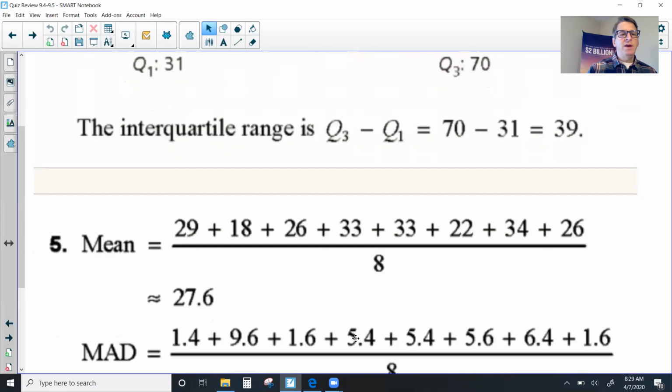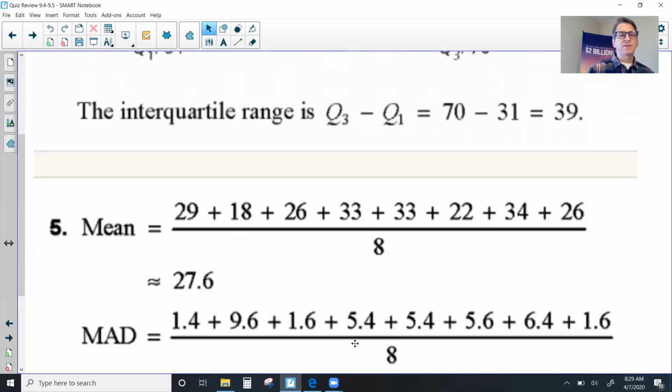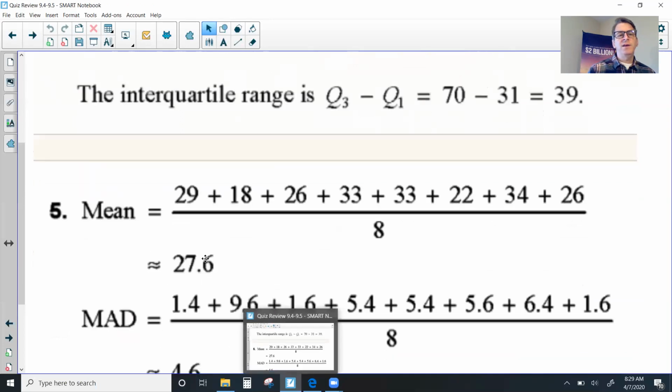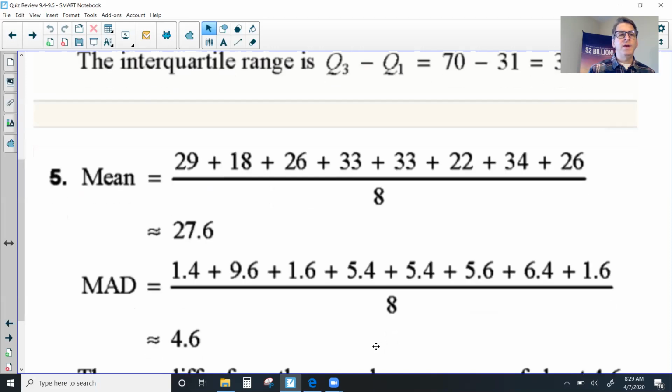For number 5, the mean is 27.6. The mean absolute deviation is going to be the difference between the mean and each of these values. You can see that 27.6, minus 29, gives 1.4. 27.6 minus 18 is 9.6. 27.6 minus 26 is 1.6, and so forth. So that's the difference between the mean and each data point. Those are all added together and divided by the number of data points, and that is the mean absolute deviation. For number 5 it is 4.6.